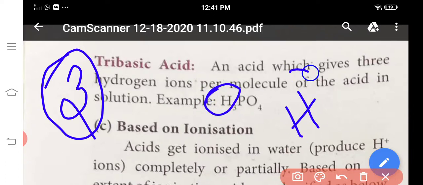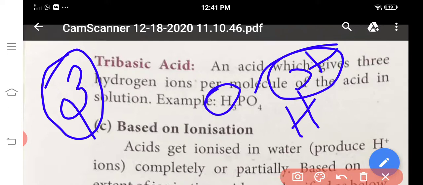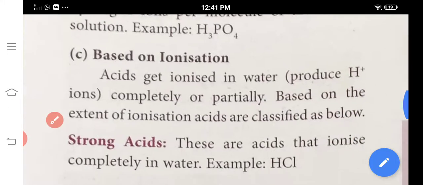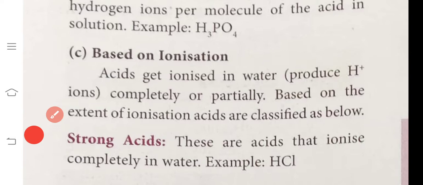H3PO4. H3 plus, so 3 replaceable hydrogen atoms. Okay. Then next one, based on ionization. First one based on sources: organic acid, inorganic acid. Then next one, basicity: monobasic, dibasic and tribasic, and based on ionization.